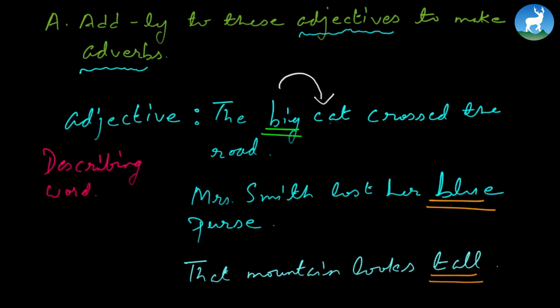Because the word big itself describes that the cat is big. Blue defines the color. Tall defines the size. Again, okay? So that is adjective. It gives vivid description to the noun, okay? Now, again, now that we've understood, so adjectives are given, okay?